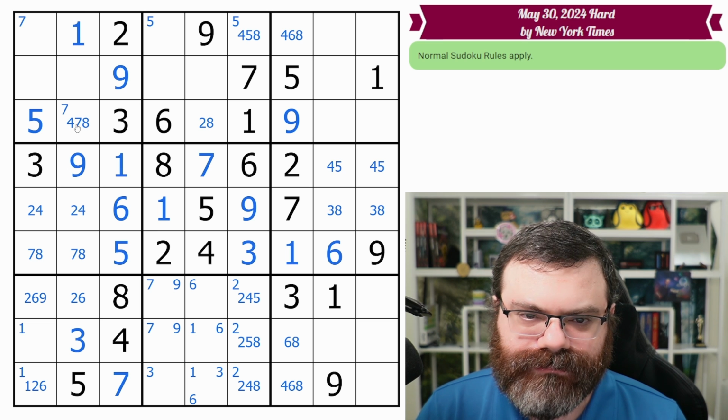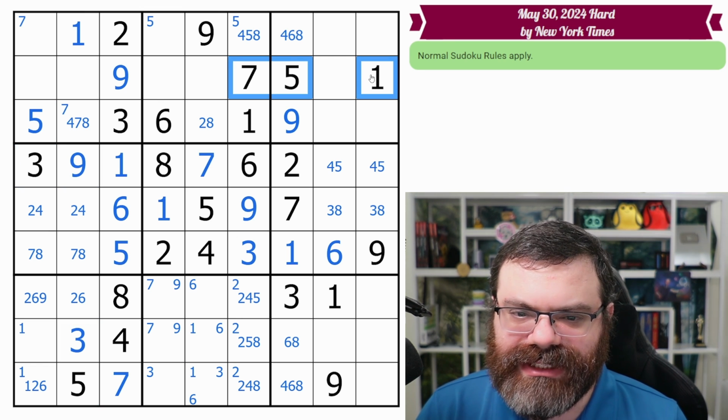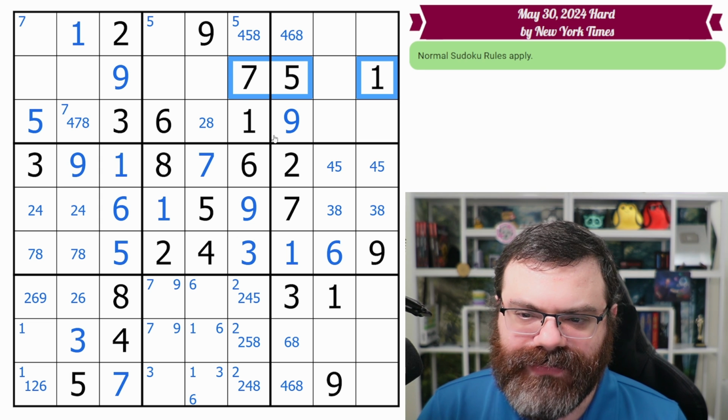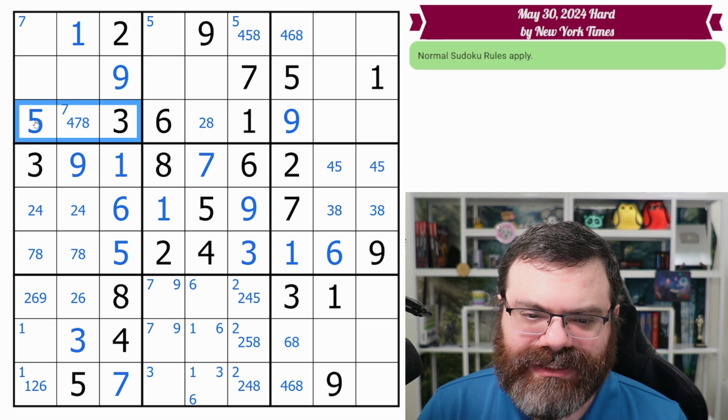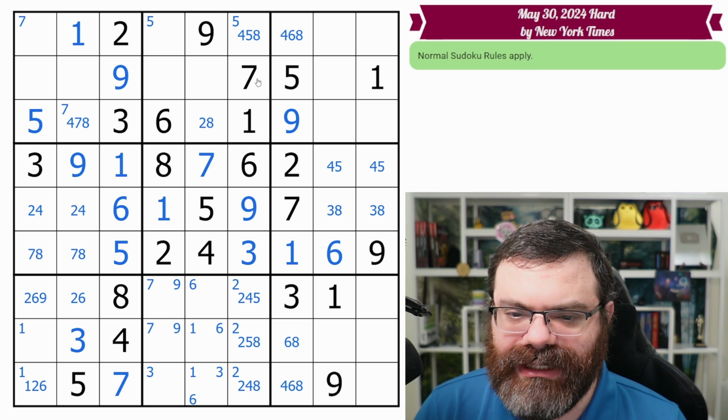I don't think this box has much more going on with it, in terms of things looking into it, right? These are already placed in the box. Just the 7 is not already placed here. The 6, not super helpful. So yeah, let's move on to this box here.